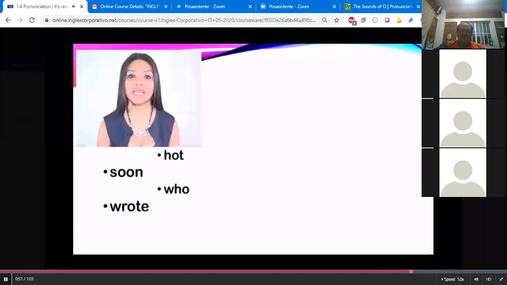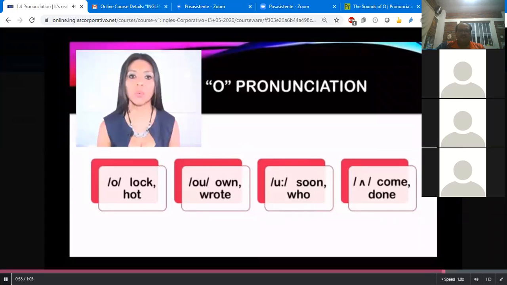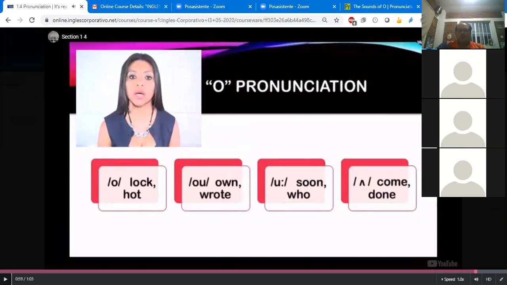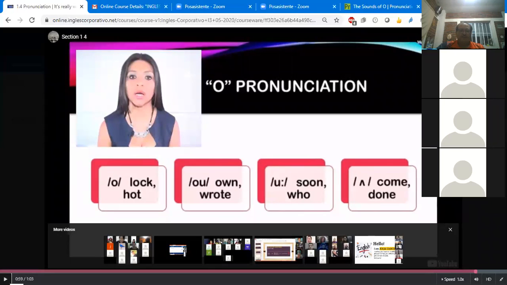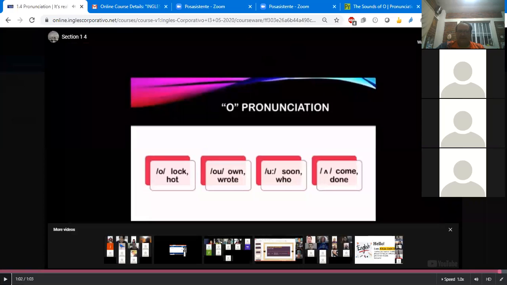Lock. Did you get it? Work with me. Okay. Lock, hot. Own, wrote. Grot. Soon, who? Come, done. Good job. Come down. Okay, good. So remember, lock, hot, own, road. Soon. Come down.